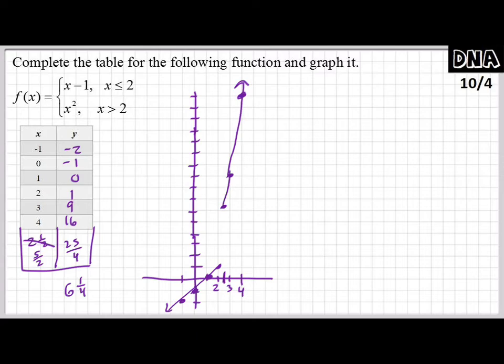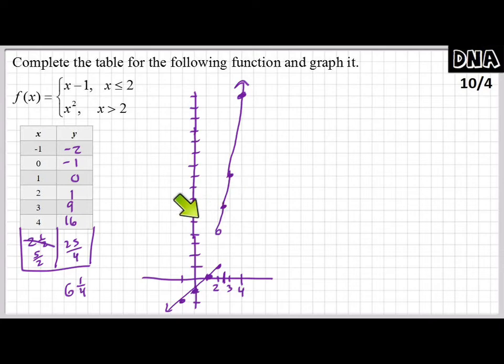So this line continues on right there. But then still, what's going to happen between 2 and 2.5? We got to pick a number between 2 and 2.5. Well, that sounds complicated. This is when open dot comes into play. Now, the function says I'm not supposed to plug in 2 to the second rule, but I'm going to plug it in anyway to see where this line is supposed to go. So let's plug in 2. What do I get when I plug in 2? Four. So I'm going to go up to 4. 1, 2, 3, 4. And I'm going to put an open dot right there. And then I connect the line to that.